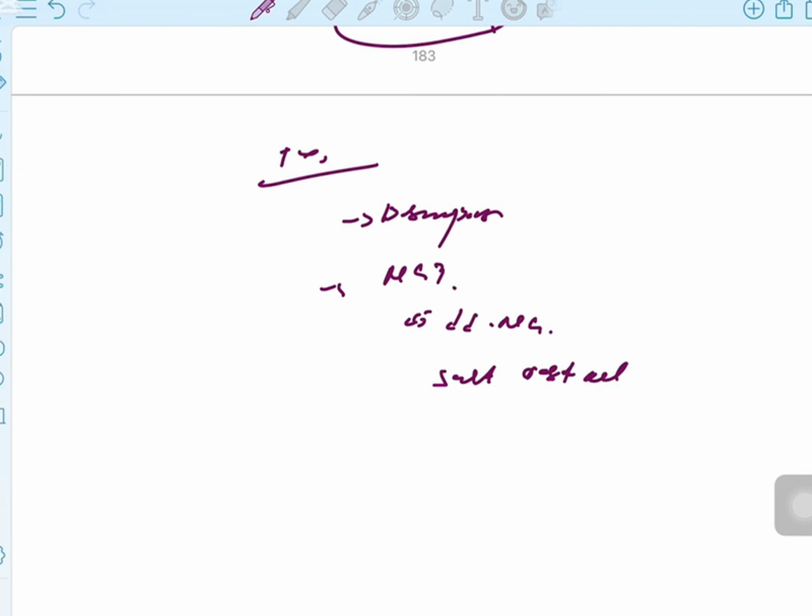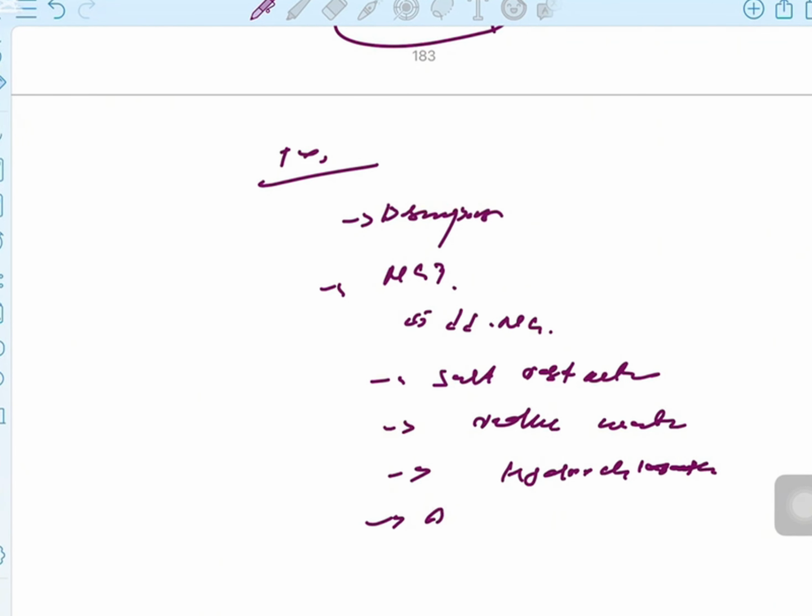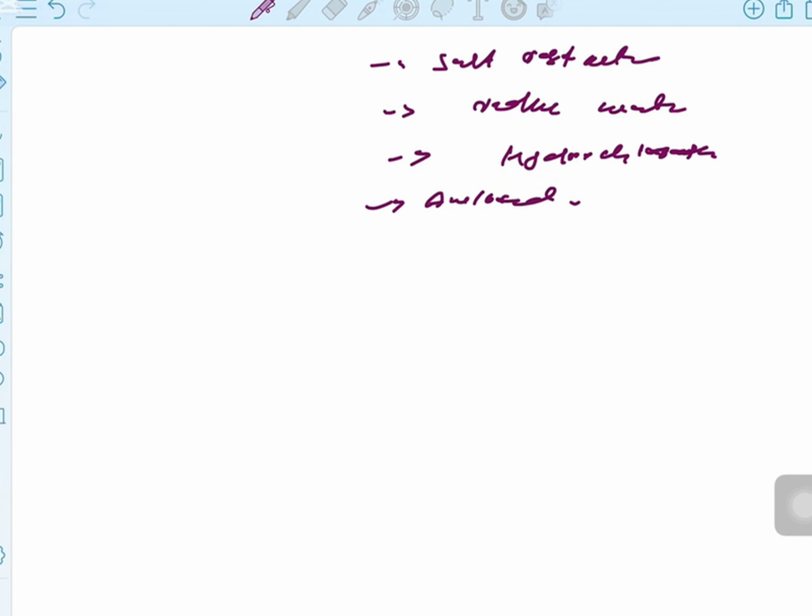We will do the salt restriction, number one. Number two, reduce water intake, because the person is going to already have the complaint of polyuria, polydipsia. Number three, hydrochlorothiazide. We'll give the diuretics, and the name of the diuretic is hydrochlorothiazide. Okay guys, and number four is the amiloride. These are the drugs which we prescribe in a patient of diabetes insipidus.